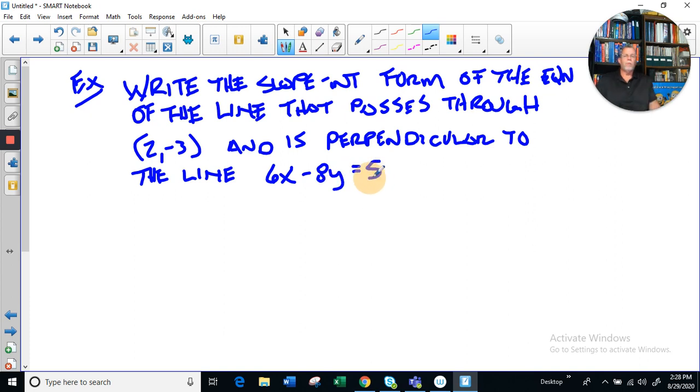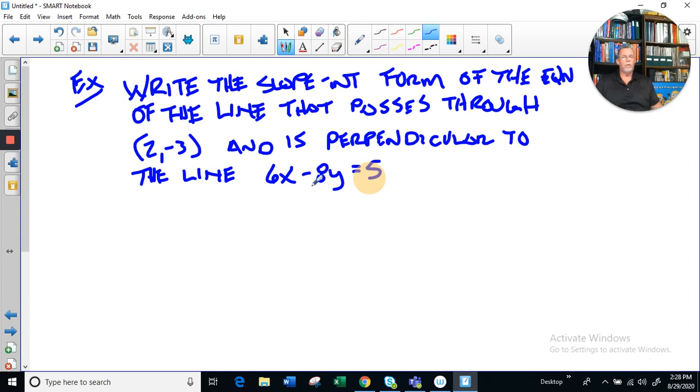All right, so it's perpendicular. We say we want the slope-intercept form of the equation of the line, so we know we're going to be in slope-intercept form when we finish. That should be what our answer looks like. It's an equation of a line, it's passing through 2, -3, and it's perpendicular to this line. So they've given us, again, a clue. To find the slope we need to start with our point.